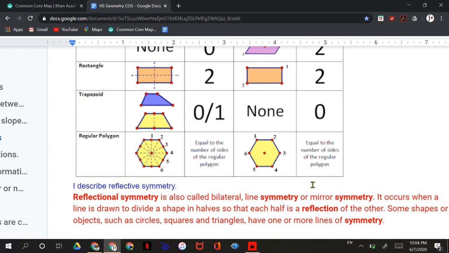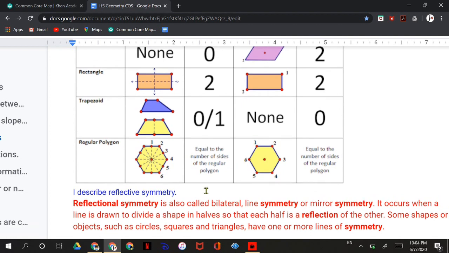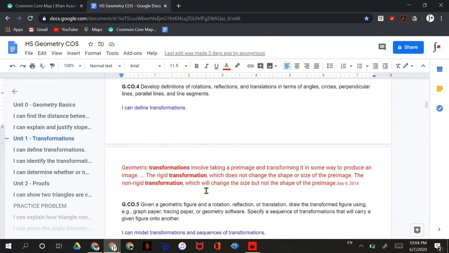Okay, let's go. So, develop definitions of rotation, reflection, and translation in terms of angles, circles, perpendicular lines, parallel lines, and line segments.